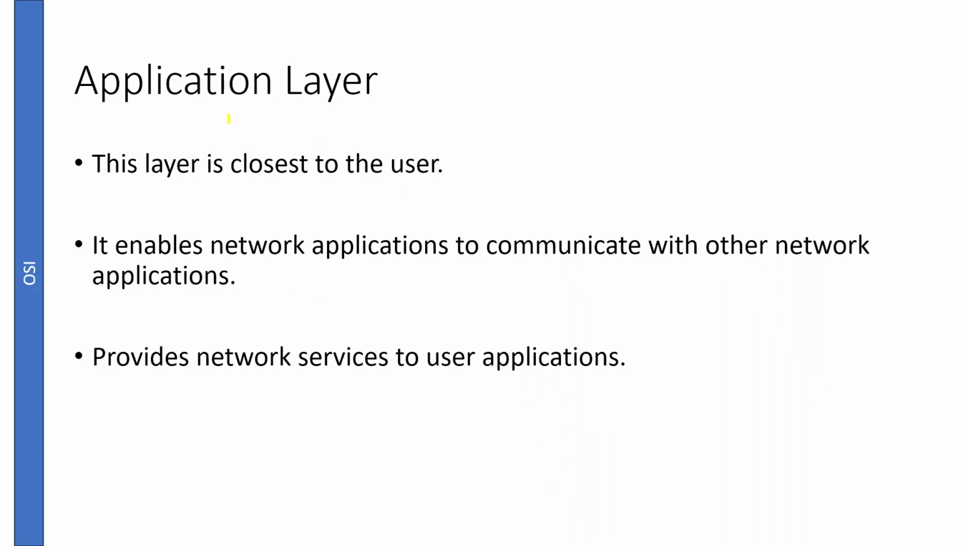After that finally we have the application layer. This layer is closest to the user. As users we are interacting with this layer, not as a network admin. It provides services to end users, that means for us, and also services like file transfer, email and web browsing. It enables network applications to communicate with other network applications, and it provides network services to user applications, right?